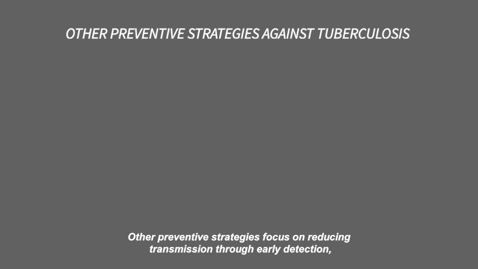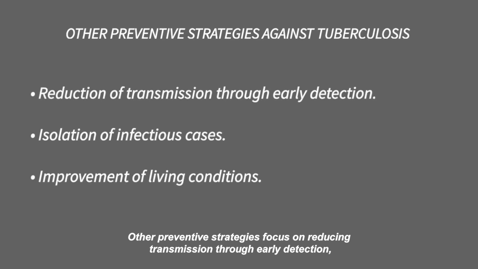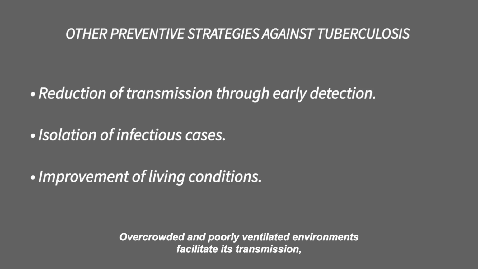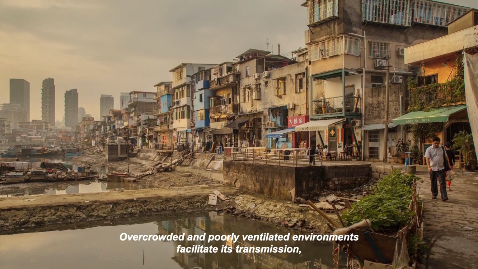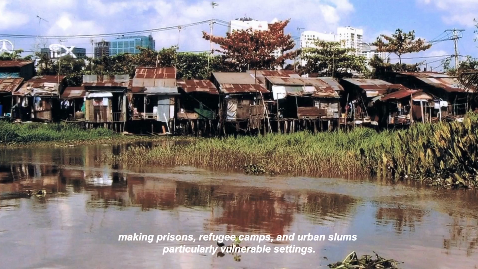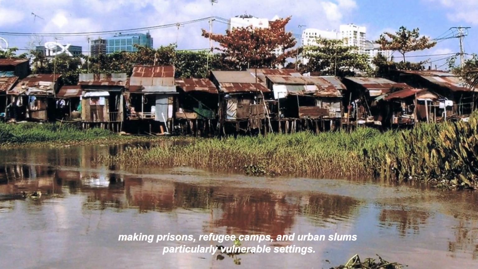Other preventive strategies focus on reducing transmission through early detection, isolation of infectious cases, and improving living conditions. Overcrowded and poorly ventilated environments facilitate its transmission, making prisons, refugee camps, and urban slums particularly vulnerable settings.